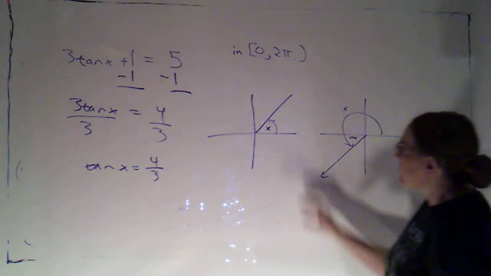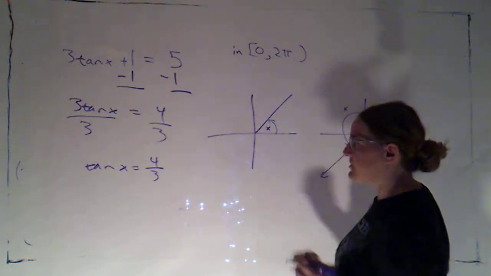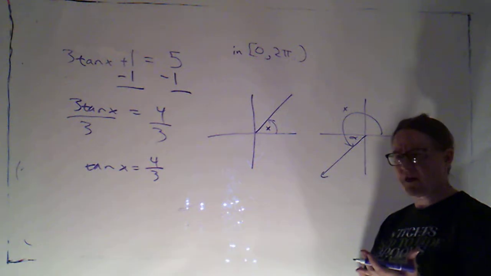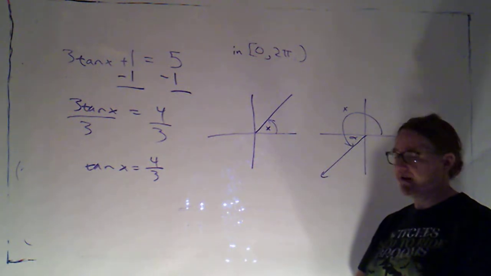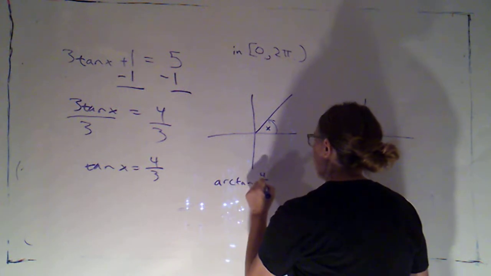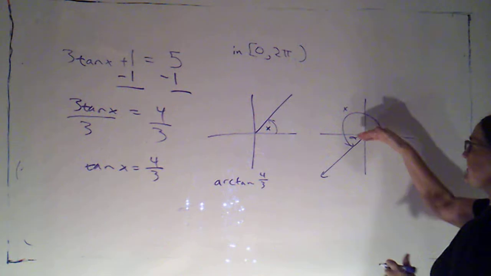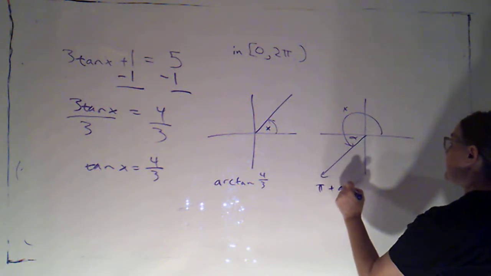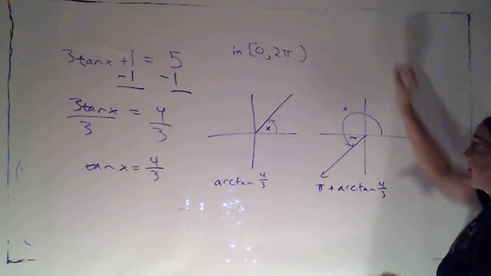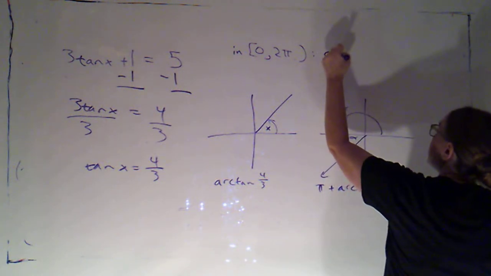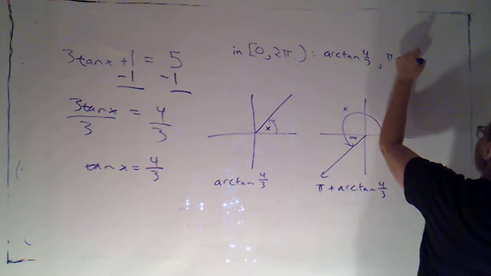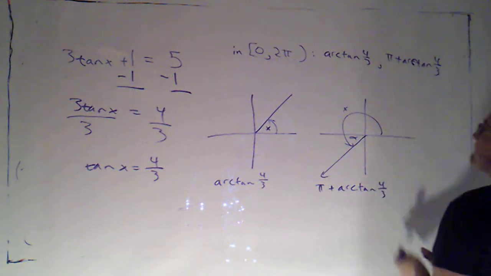Okay. Now, again, because this is an acute angle whose tangent is 4/3, and I recognize 4/3 is not something I'm going to get in my 30, 60, 90 or my 45, 45, 90. So this is just going to be arctan of 4/3. This is going to be pi plus arctan of 4/3. So my two solutions between 0 and 2 pi would be arctan 4/3 and pi plus arctan of 4/3.